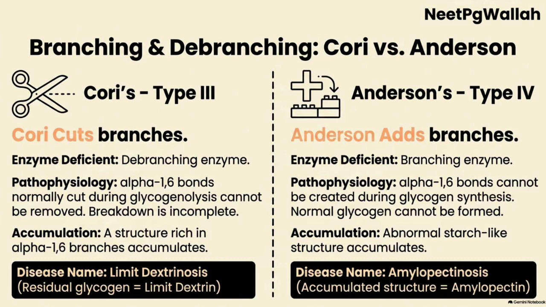On one side, we have the scissors for Cori's, which perfectly represents cutting branches. On the other side, we have the building blocks for Anderson's, representing adding branches. This imagery is absolutely going to save you on test day. Let's summarize the core differences clearly.